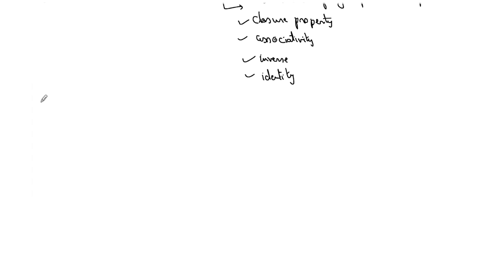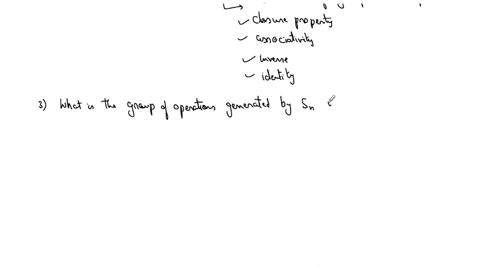So now let's ask the third question: what is the group of operations which are generated by Sn if n is even or n is odd? Let us take each of these cases with an example. Let's say n is even, so let's consider S4. Now what are the operations that will be generated?